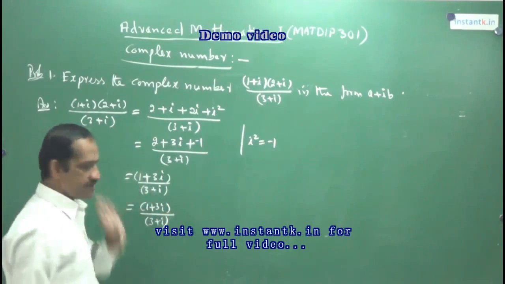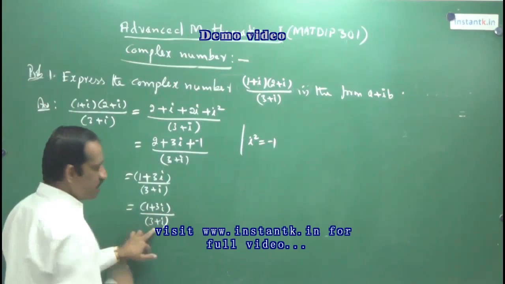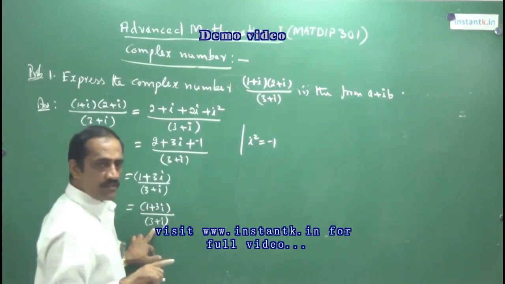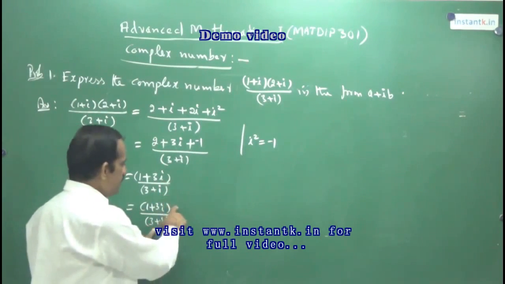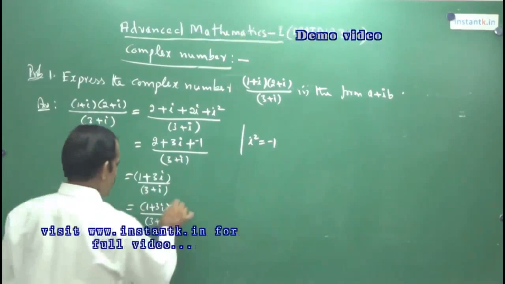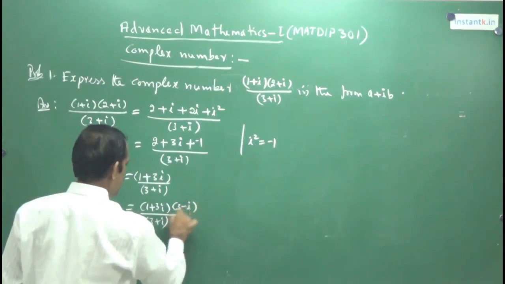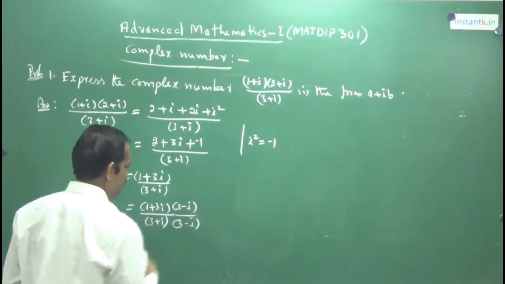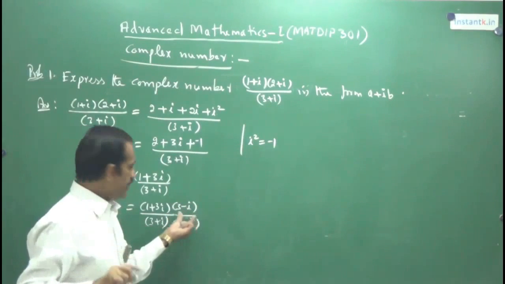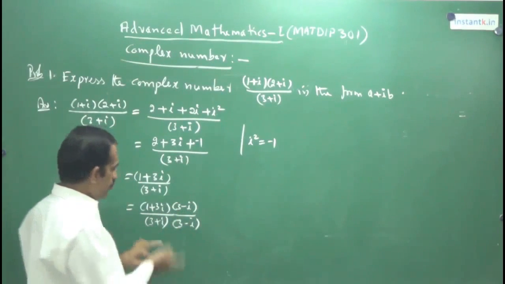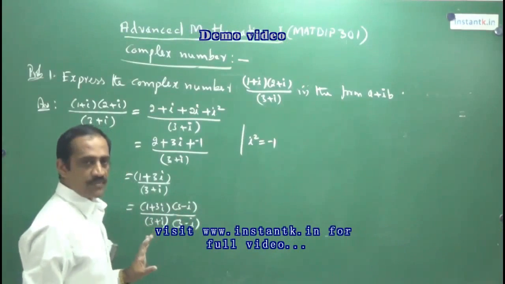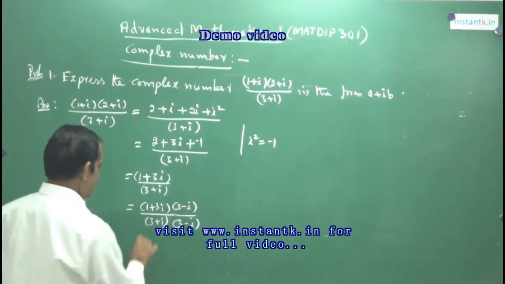First write what the complex number is. Then you take the conjugate of the denominator. Conjugate of the denominator is 3 minus i. Multiply the numerator and denominator by that. So we get 3 minus i divided by 3 minus i. You have to practice putting brackets also. If you don't put brackets, you won't get the answer. So writing the steps is very important.